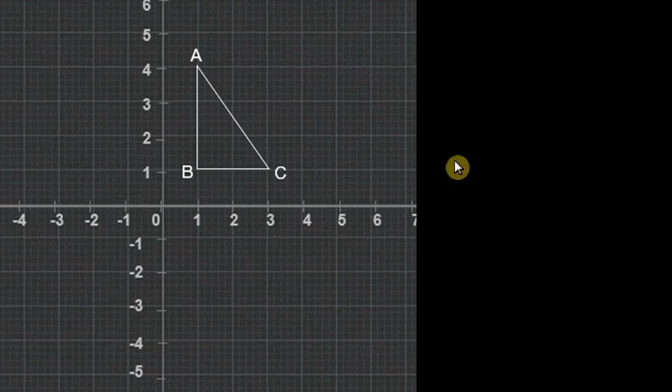So in 3B, we have a transformation question and we're shown a triangle ABC. And we're asked to draw on this diagram the image of this triangle after it undergoes two successive reflections. So our triangle will undergo the first reflection in the x-axis. So x-axis is the mirror line.